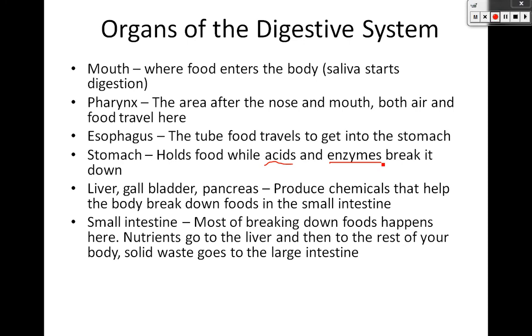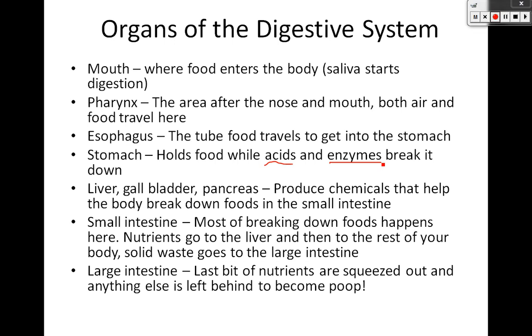So then we get to the small intestine, and this is where most of your food is broken down, to the point where it's almost liquidy when it's going through the small intestine. It's no longer really solid. It's very watery. And from there, from the small intestine, nutrients either go to the liver. So the liver, besides producing chemicals, also is the first place nutrients go. And then they go to the rest of your body. Or if it's solid waste that you can't use, then that goes to the large intestine.